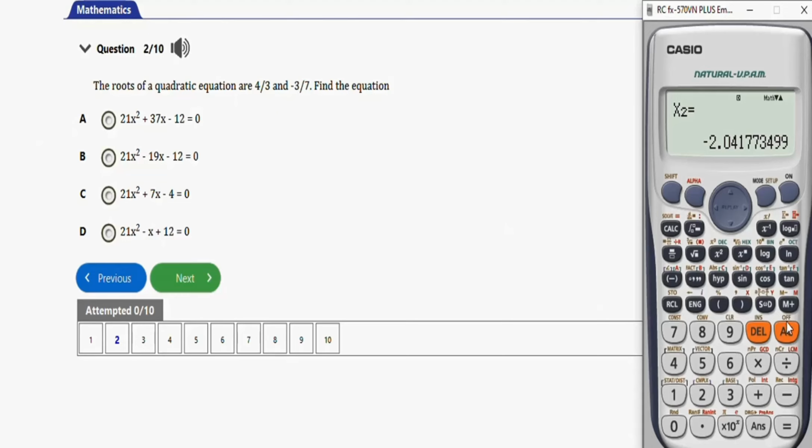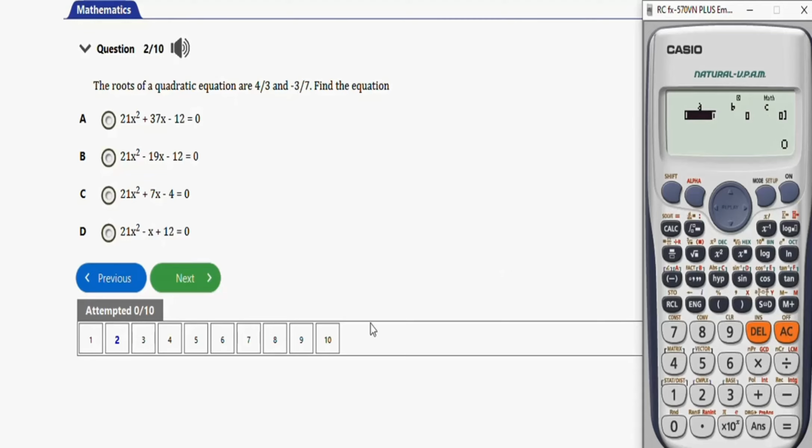So let's check option B. We have 21 for a, minus 19 for b, and minus 12 for the constant. So that's it. We have 4 over 3, correct, and minus 3 over 7 exactly. So the right option is option B. It's as simple as this, guys. That's it for this question.